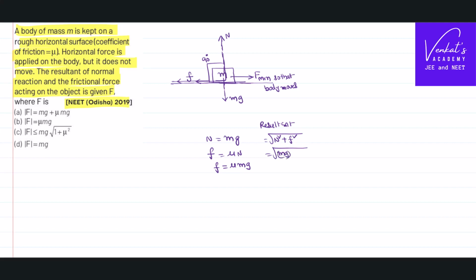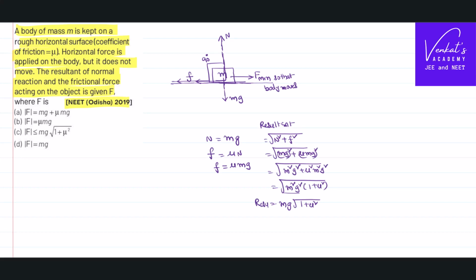Normal reaction is mg, frictional force is mu mg whole square. So when you simplify this, m square g square plus mu square m square g square. M square g square is common, 1 plus mu square. Square root of m square g square will be mg. Remaining is root of 1 plus mu square. That's the resultant force to move the body.